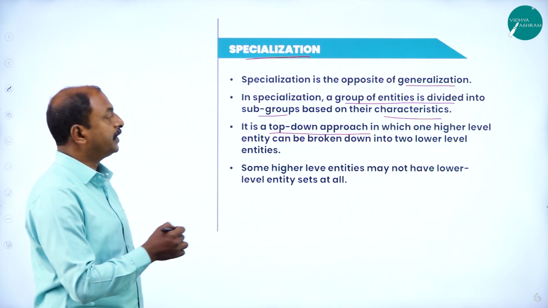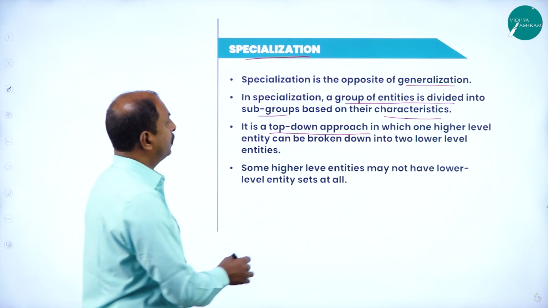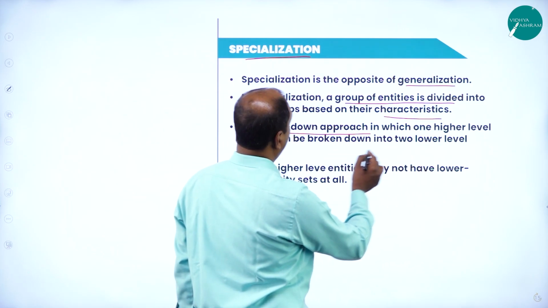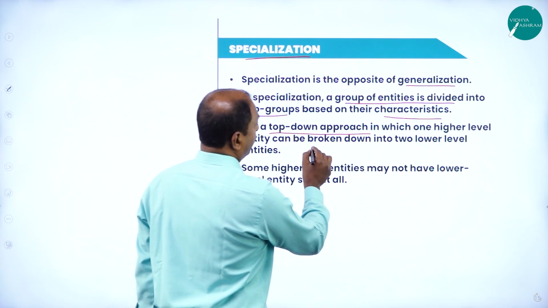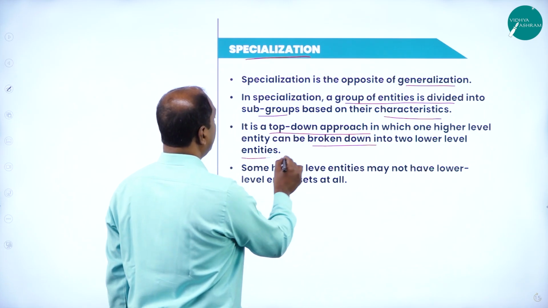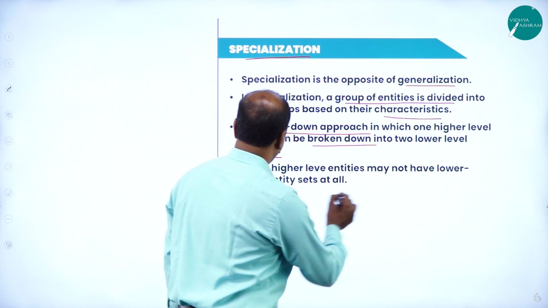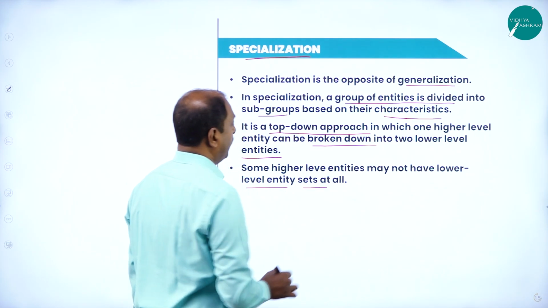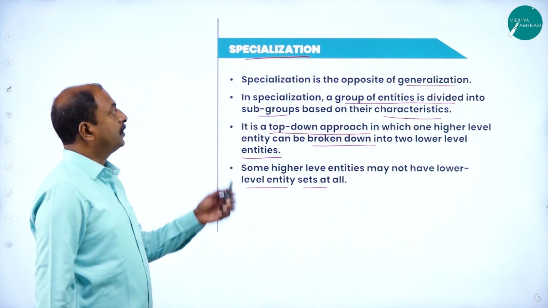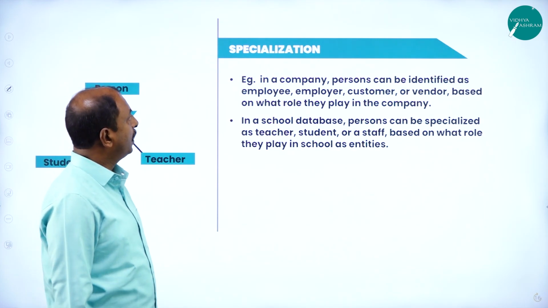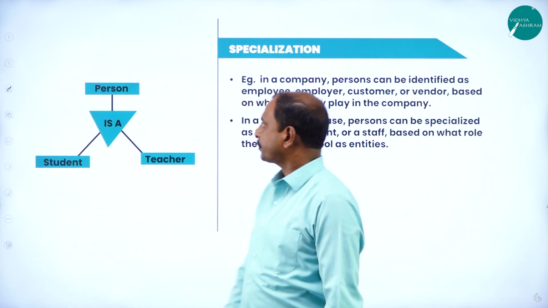If you look at the previous one, it is a bottom-up approach. So this is a top-down approach in which one higher level entity can be broken down into lower level entities. And some higher level entities may not have lower level entities as their sets. So this is specialization. Now look at the example here.